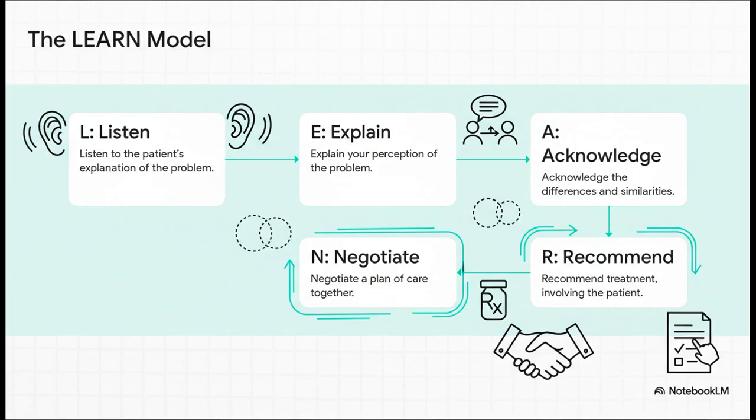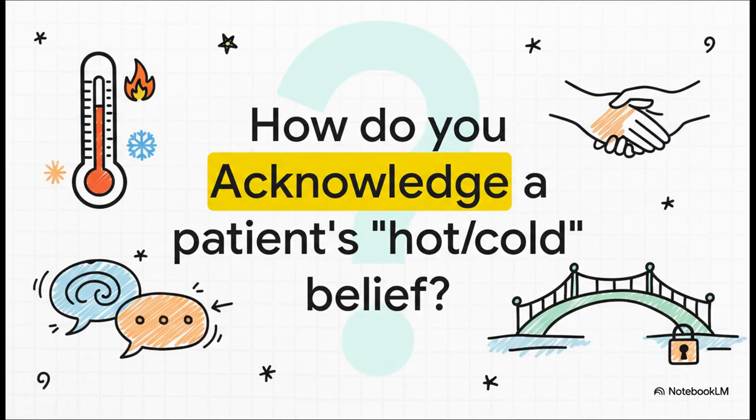First, you listen. You shut up and you listen to how the patient sees the problem. Then, you explain your medical view. Now, here's the crucial step. You acknowledge where your views are different and where they're similar. From there, you can recommend a treatment plan, and finally, and this is key, you negotiate that plan together. Okay, let's focus on that acknowledge step, because it's usually the hardest one.